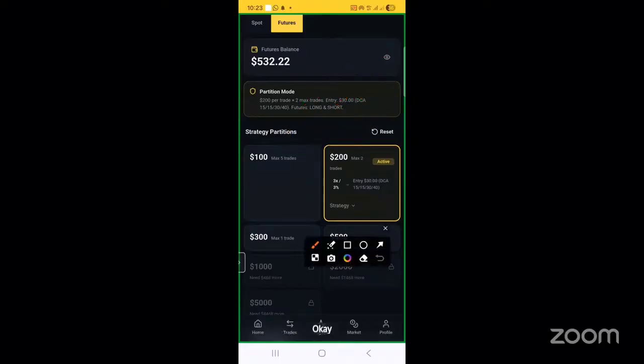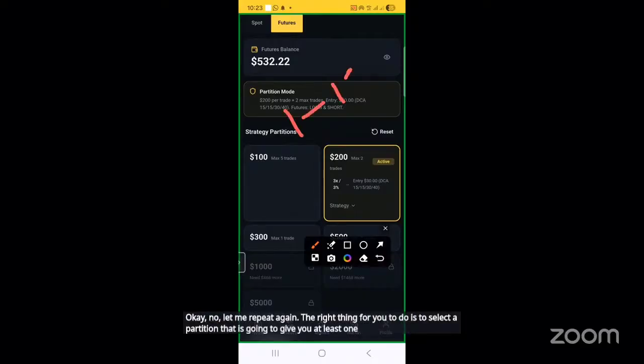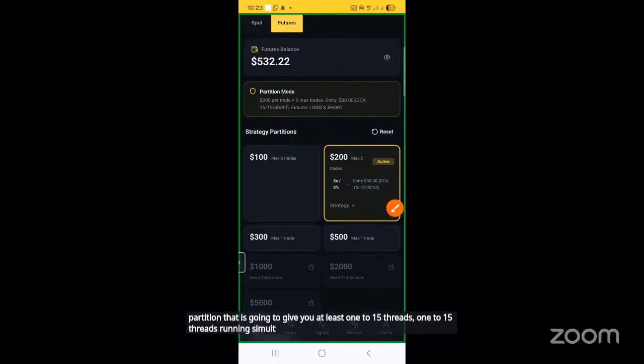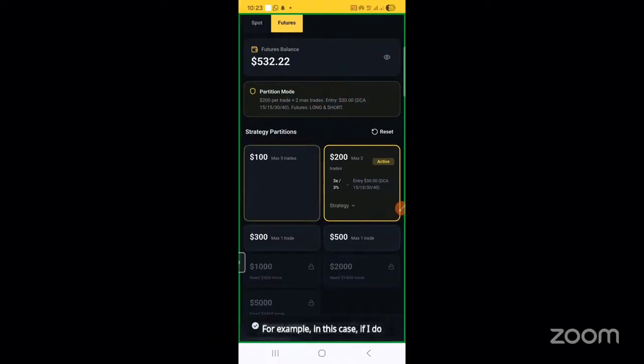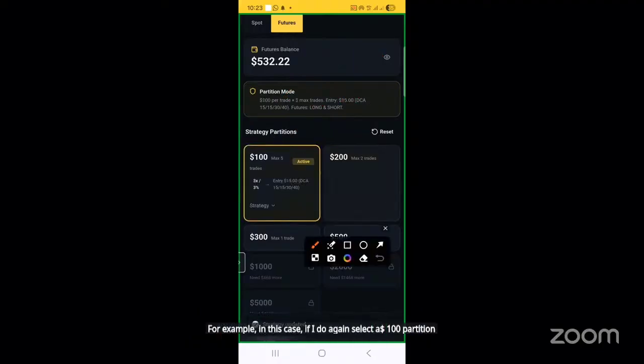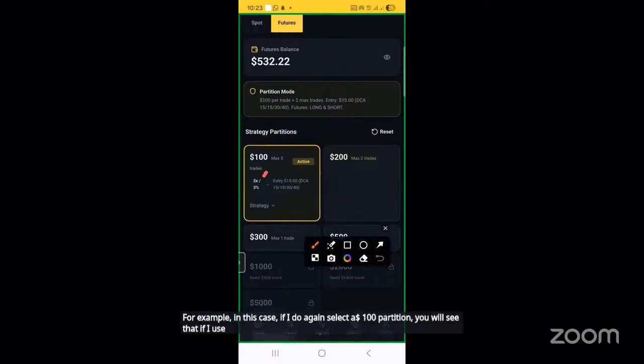Okay, no, let me repeat again. The right thing for you to do is to select a partition that is going to give you at least 1 to 15 trades running simultaneously. For example, in this case, if I select a $100 partition, you will see that it is going to trade for me 5 trades.